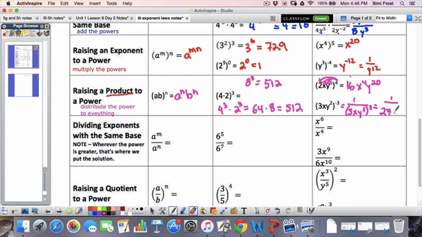X raised to the power of 3 is going to be x to the power of 3. And then y squared raised to the power of 3 is going to be y to the 6th.